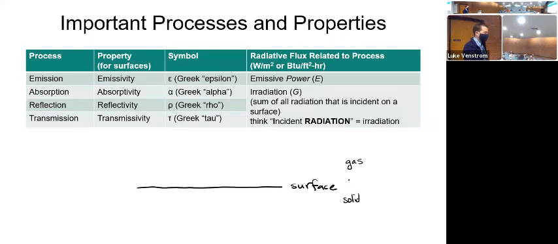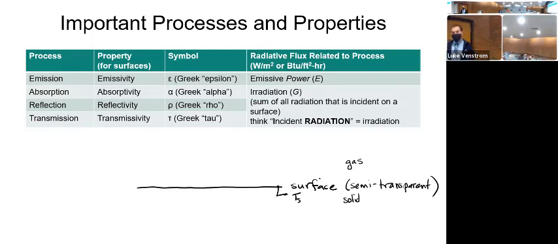And to start with, we're going to say that the surface is semi-transparent. And the surface has some temperature T, right? So it has some temperature T. If you want to say T sub S for surface, that's okay, but it has some temperature T.